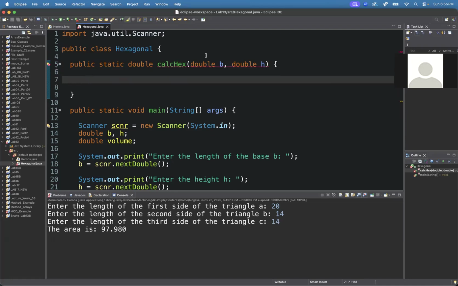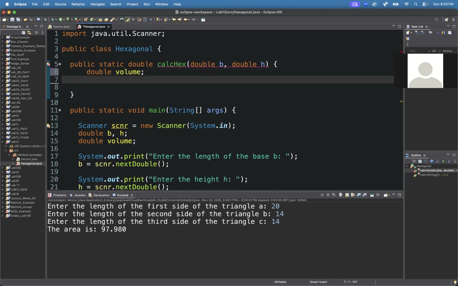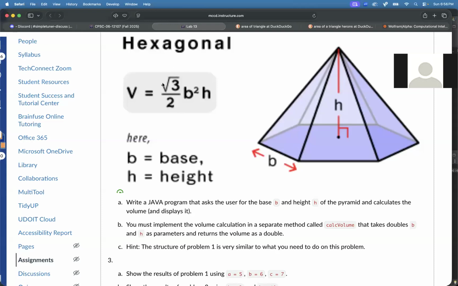And now we just need to make sure we calculate the volume. So I should probably declare the volume to be a variable. It's declared down here, right? But every method has its own local variables. So this volume is a different volume. And then we can do volume equals, and we just need this formula.